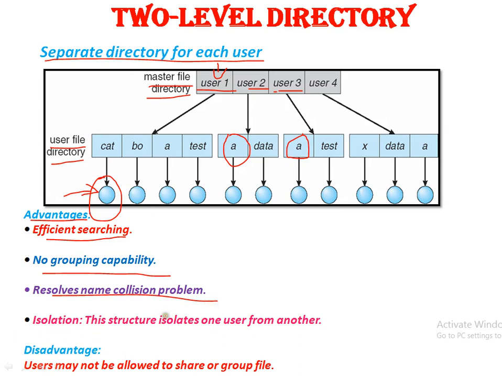Next, isolation. This structure isolates one user from another. But the disadvantage is that users may not be allowed to share or group files. The users may not be allowed to share a file or use a particular file as a group. This is the disadvantage of your two-level directory.